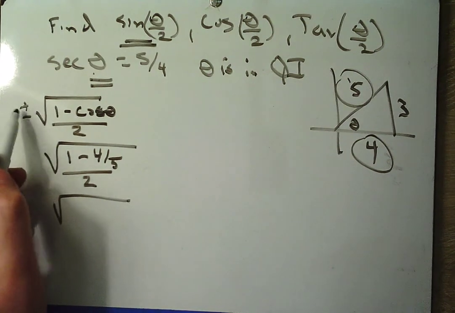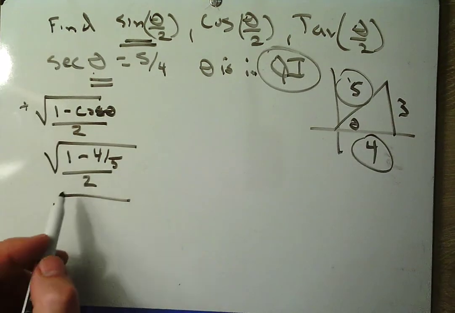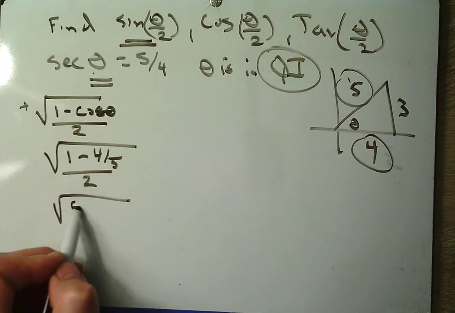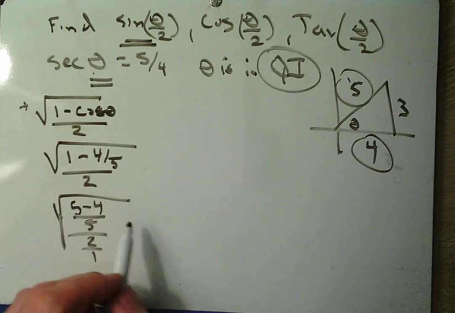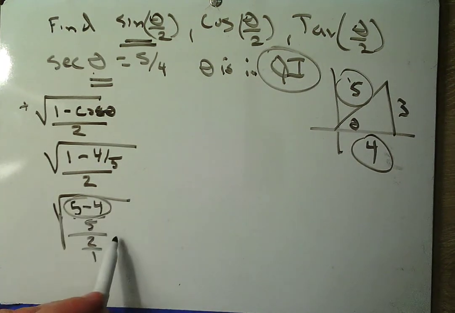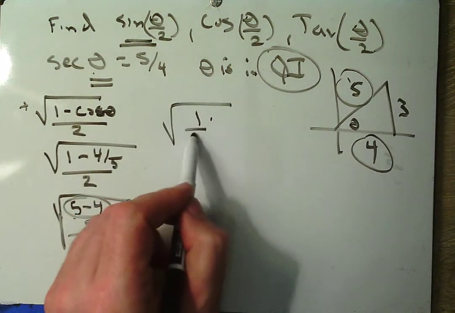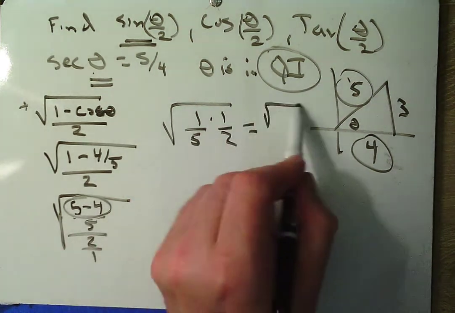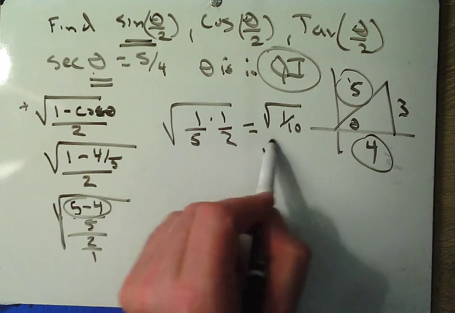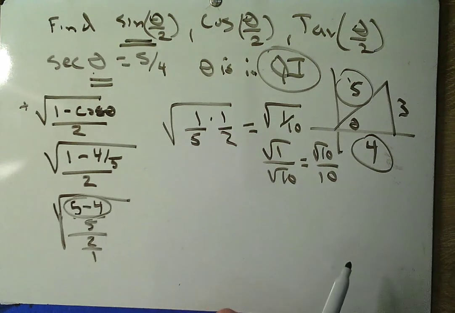Plus or minus? Well, since we're in quadrant 1, everything is positive there, so only the positive. I'll make my common denominator here, 5 minus 4/5 over 2/1. I'll simplify up here and flip and multiply, and that will give me 1/5 times 1/2, or square root of 1/10, which is square root of 1 over square root of 10, or root 10 over 10. Okay, so that's sine half-angle.